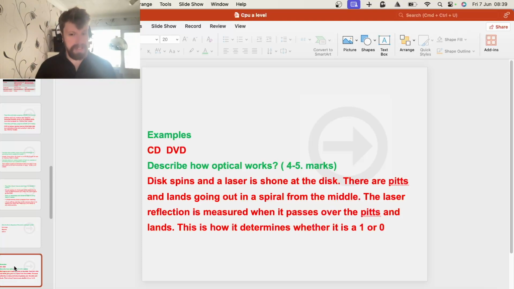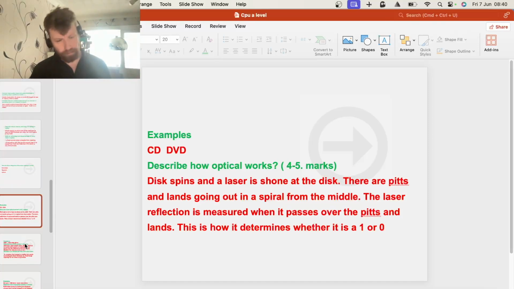There are these things called pits and lands, which go out in a spiral from the middle. So third mark: the laser reflection is measured when it passes over the pits and lands. Fourth mark: it then determines whether it is a 1 or a 0 based on whether it goes over the pit or the land. So 5 marks there. If it's 4 marks, then you don't need to put as much.